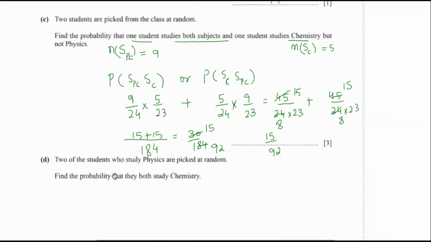Next, two students who study physics are picked at random. Find the probability that both study chemistry.